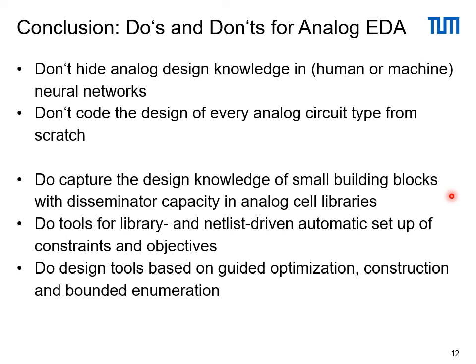You have to find the building blocks which have a dissemination capacity to analog cell libraries that can be used throughout analog design. And then do tools for an automatic setup of the constraints and objectives within this library and netlist consideration. And do design tools which are using these guidelines, constraints for guided optimization, construction, which is less than optimization, or even bounded enumeration.